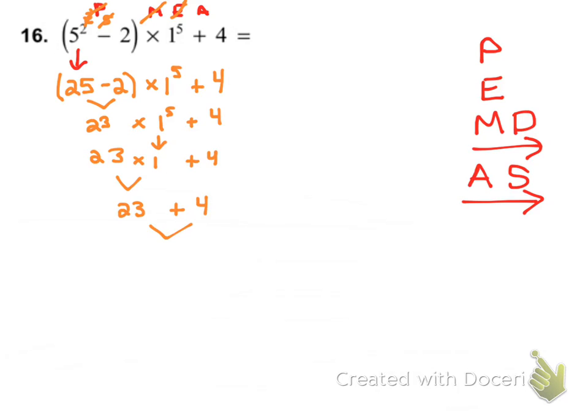Our last step is to add those together, and we end up with an answer of 27. Remember, solving this in a different order would give us a different answer, so you have to make sure you're following the order of operations. Email me if you guys have any questions.